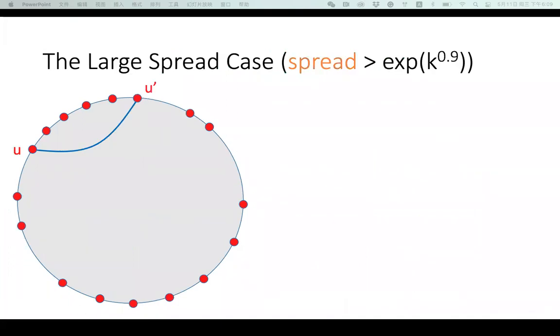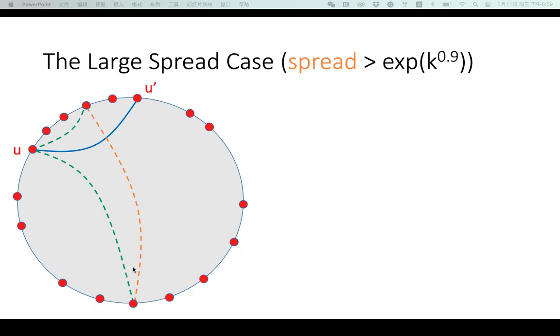Okay. So the only remaining case is when the spread is super large, let's say the spread is larger than exponential in k to the 0.9. In this case, let's first make some observations. Let's say this group of 6 terminals is very close to each other, and these 4 terminals are relatively close to them, and the remaining 7 terminals are very far away. Now look at this inside-outside pair. For example, look at this terminal and this terminal.